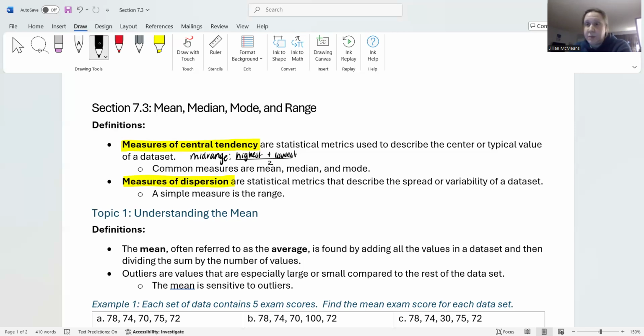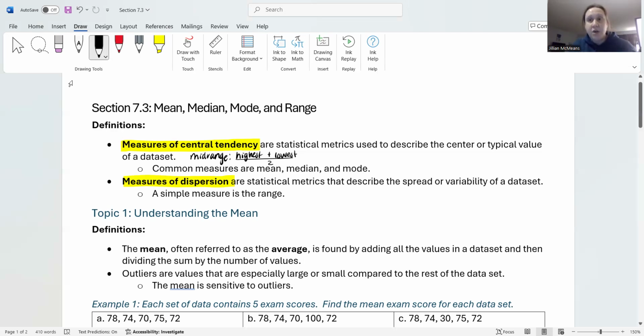Now, measures of dispersion, we're only going to talk about one. Measures of dispersion are statistical measures that describe the spread or variability of a data set. A simple measure of dispersion is the range, and we're just going to look at the range here. There is something else called the standard deviation that you would talk about in other math classes, but it's a little bit beyond the scope of what we're going to do here.